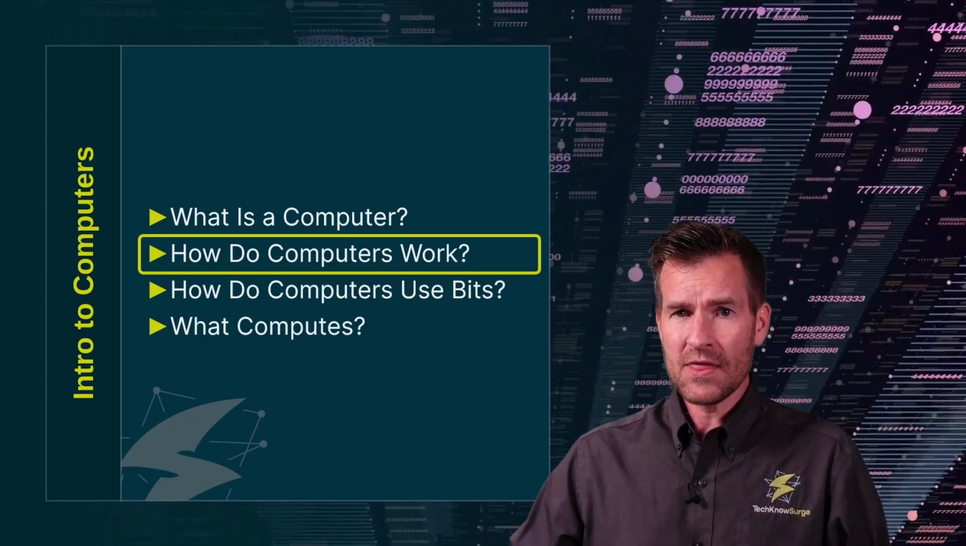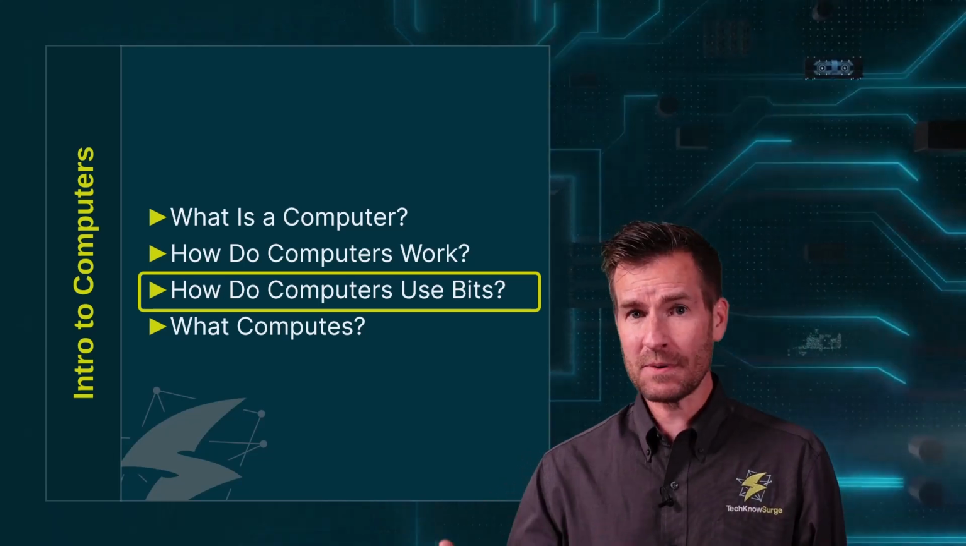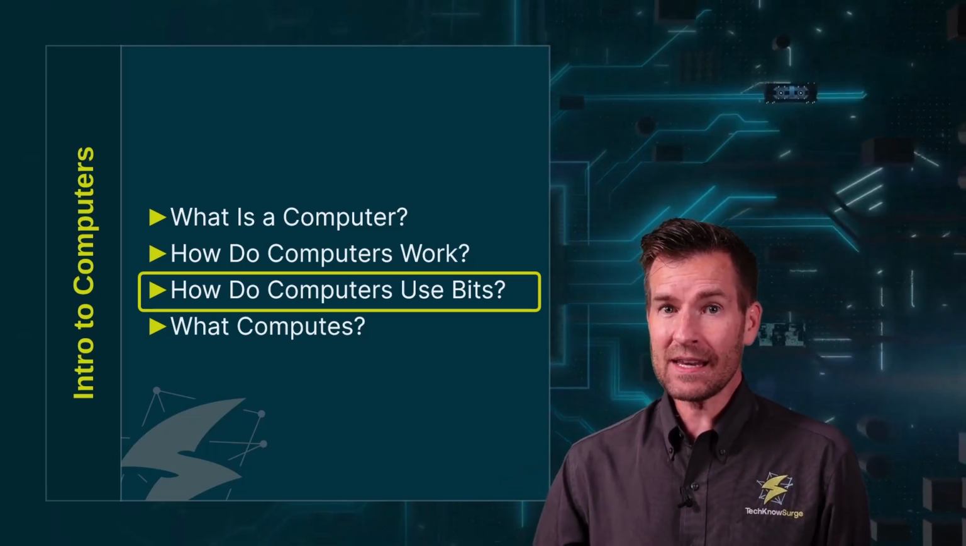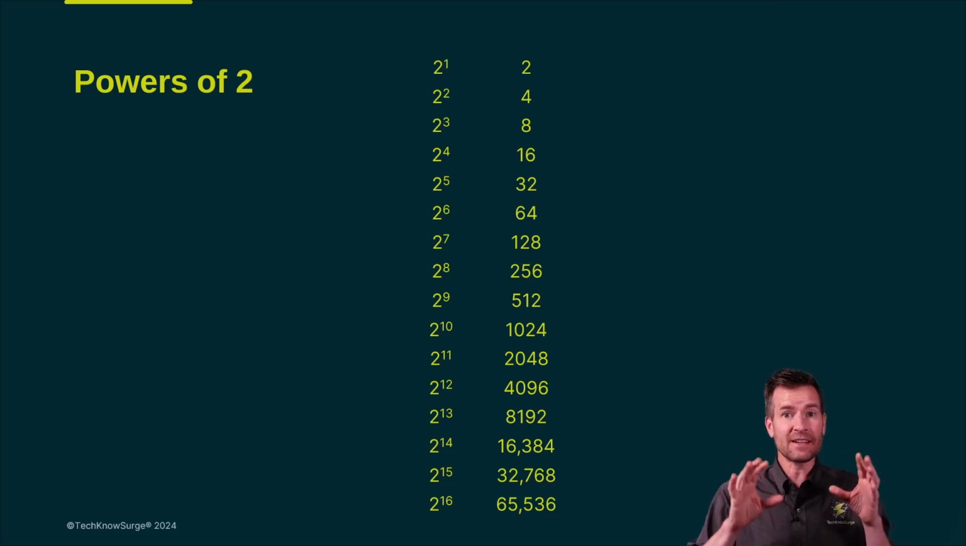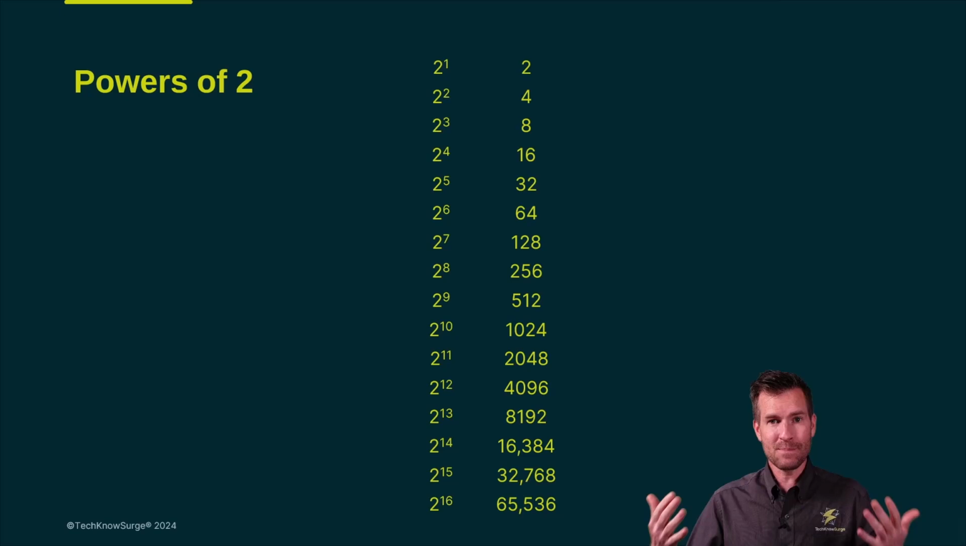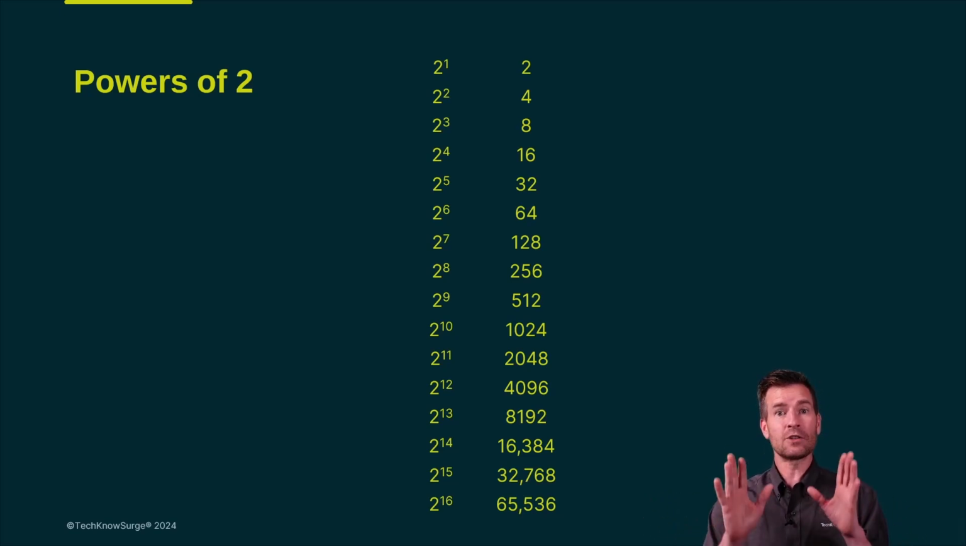then we're going to get into how computers use these bits. How do we represent different aspects that we need to represent inside the computer? And when it comes to representing different characters or graphics, we need to represent that by a certain number of bits. Well, how do you determine how many bits you need? Well, it boils down to the powers of 2.